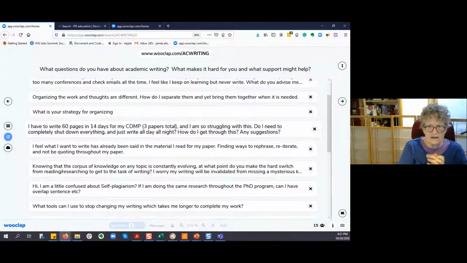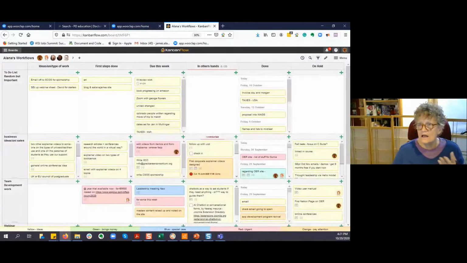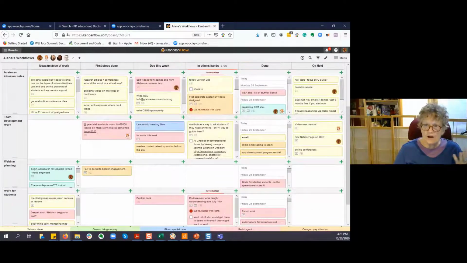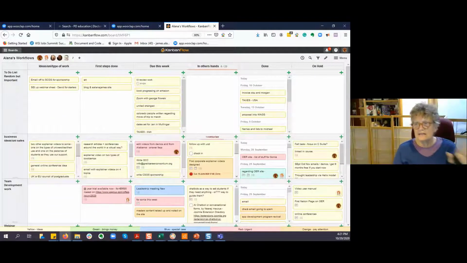What is my strategy for organizing? I'm just going to tell you in 9 minutes. I use Kanban Flow to organize, just to show you what it's like. I have the things I have to do, and then I have the swim lanes, which are business development, team development, webinar planning, work for students, what I have to do for the university customers. And so those are things that are moving along. Those are developmental things, and these are to-do things. And I keep them all up in front of me. That's one organizational pattern.